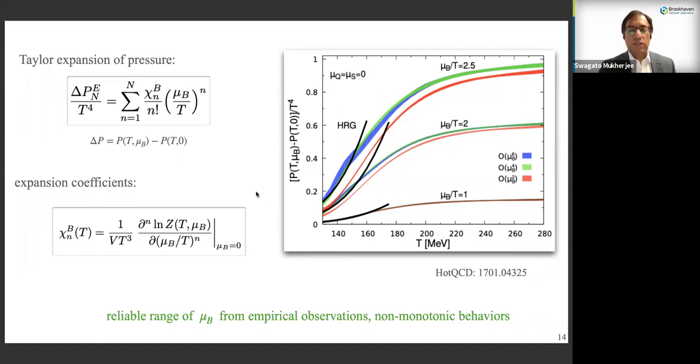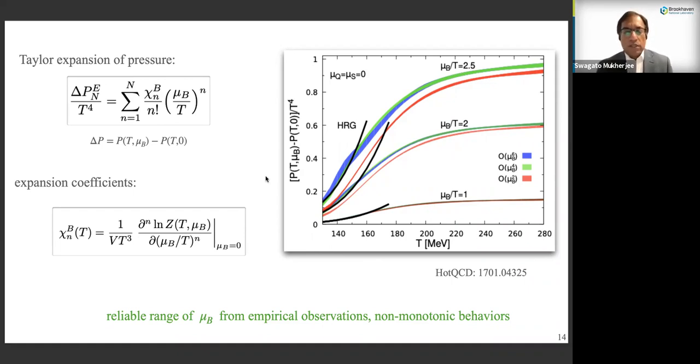So we do as many orders of calculation as we can, which is also very limited. The present state of the art is only 8th order. 8th order means you have only 4 coefficients. All the odd coefficients vanish due to CP symmetry. So basically you have 4 coefficients: 2, 4, 6, and 8. That's the state of the art.